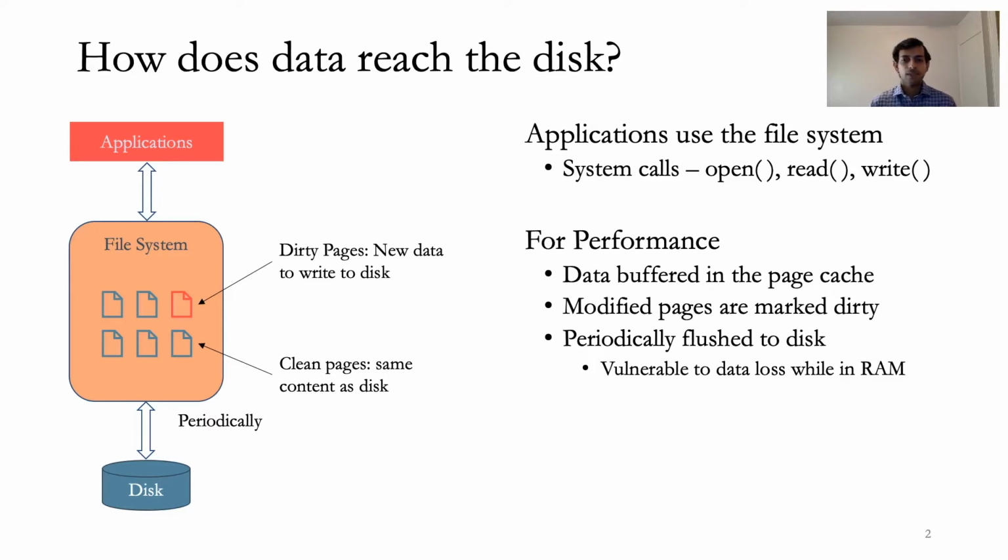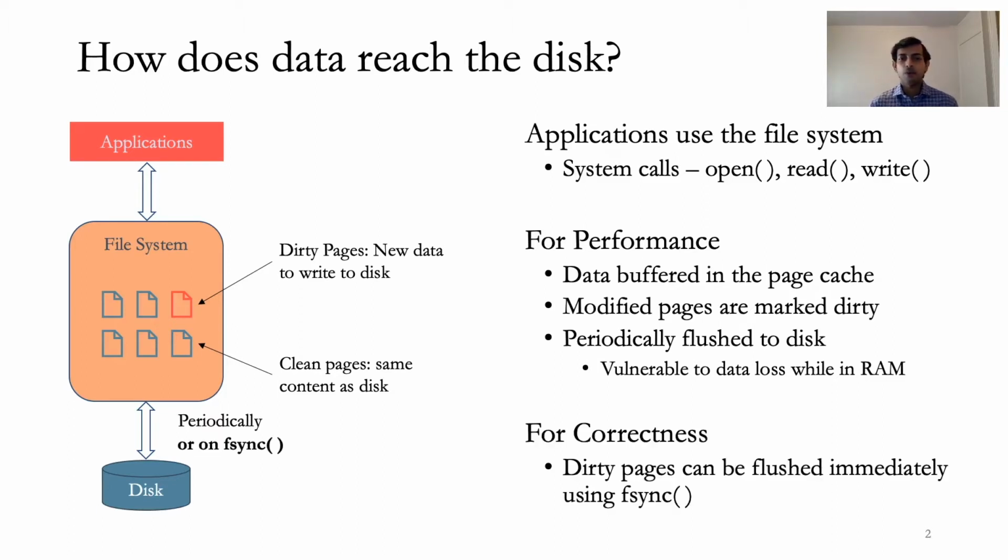While this approach lets writes complete fast, the drawback is that your application can lose data for the period that it is in RAM. So if you want to force data to disk immediately instead of waiting, you can call fsync after the write, and this will ensure that all dirty pages for that file are synced to disk. By the way, I am going to be using the same representation for pages throughout the presentation. Clean pages will match the color of the disk, a blue color, and dirty pages a red color.